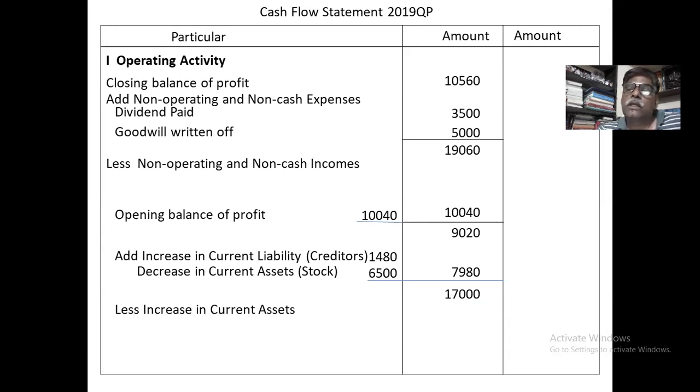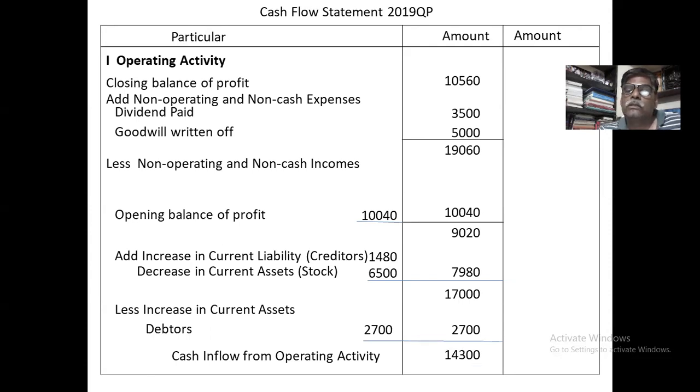Less increase in current asset, decrease in current liability. Here only current asset adjustments are there. Debtors 2,700 increase. Only one is there. You deduct it. Cash inflow from operating activity is 14,300. This is plus side.